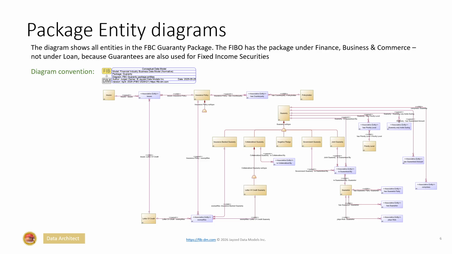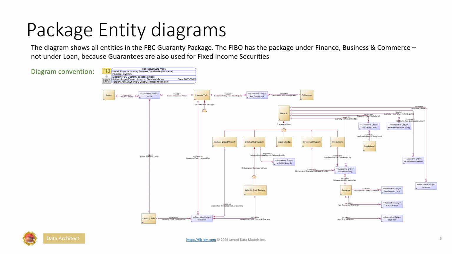Every new FIB-DM quarterly release has package entity diagrams of the new FIBO editions. Here, for example, the diagram shows all entities in the guarantee package. FIBO has the package under Finance, Business and Commerce, a higher level module, not under Loan, because guarantees are also used for fixed income securities. So that is shared content between FIBO securities and FIBO loans.